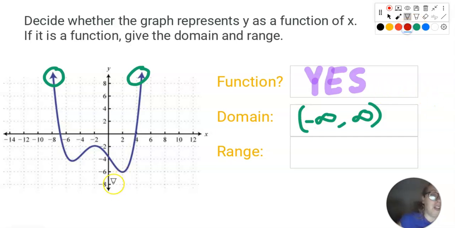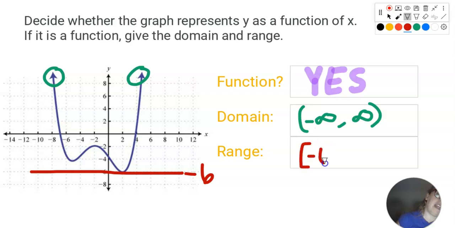Our range, the lowest value is down here at -6. And then it keeps going up with those arrows towards infinity. So we have -6 to infinity. You can copy and paste that symbol from Google, the infinity symbol, or you can just write INF for infinity if that's easier. That's totally fine.